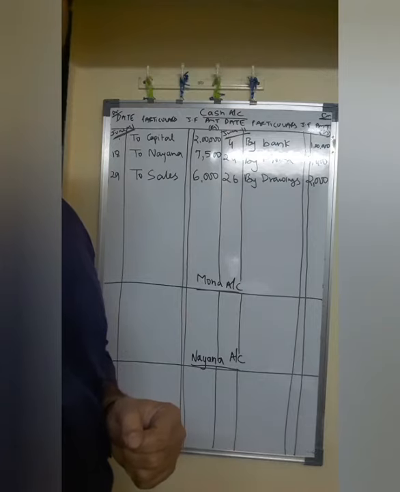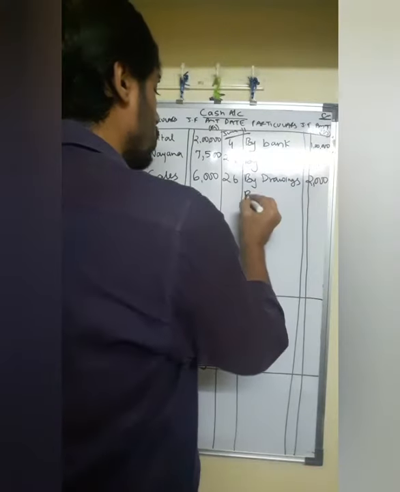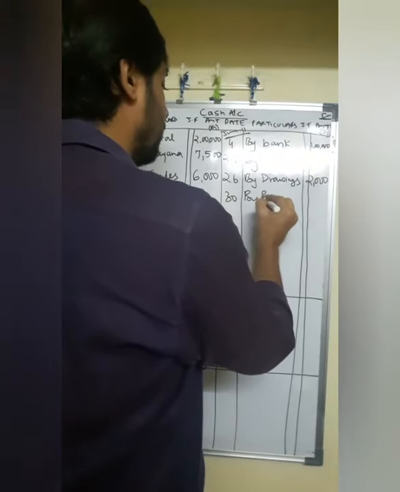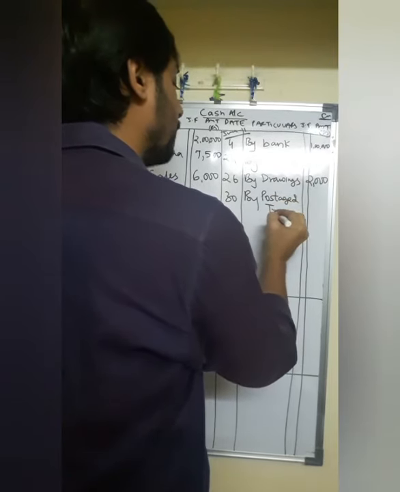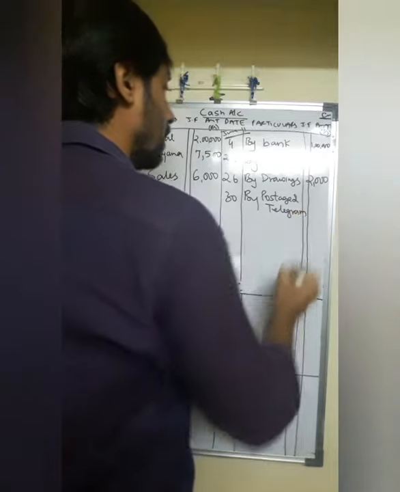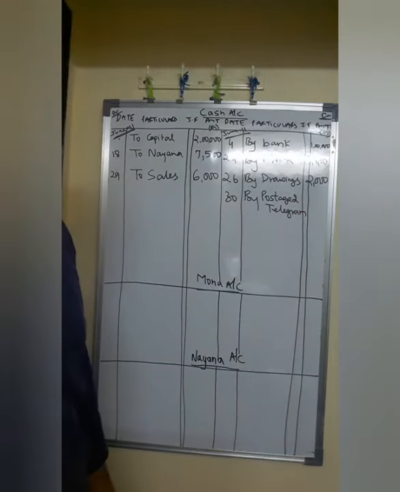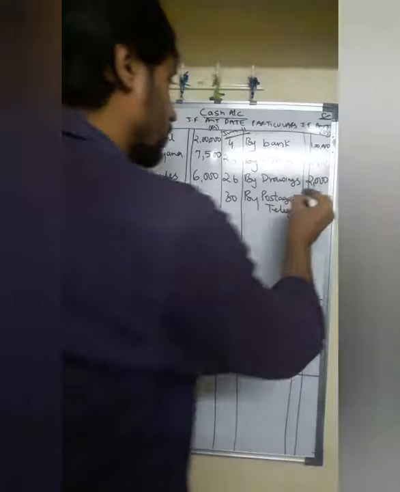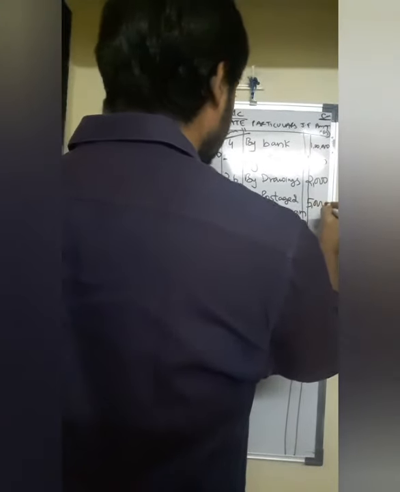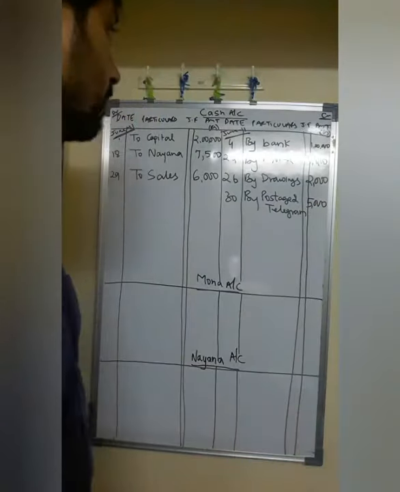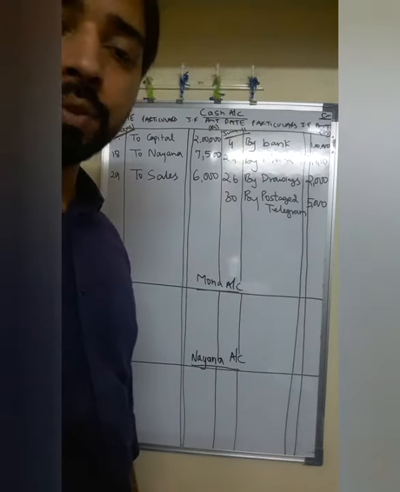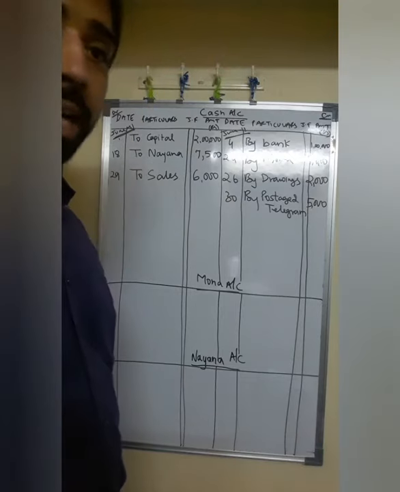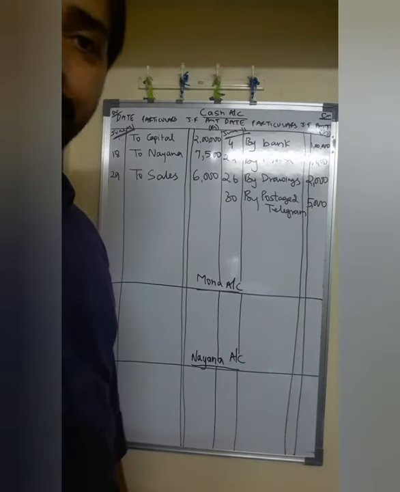Finally, the last transaction, June 30 is postage and telegram account debit to cash. Cash is credited. So we'll go on the credit side and we'll give the reference of the opposite account by postage and telegram. What is the amount given there, students? 5,000. Postage and telegram 5,000. Okay? Anything else? Is anything else given? That's it. So all the transactions relating to cash we have done.